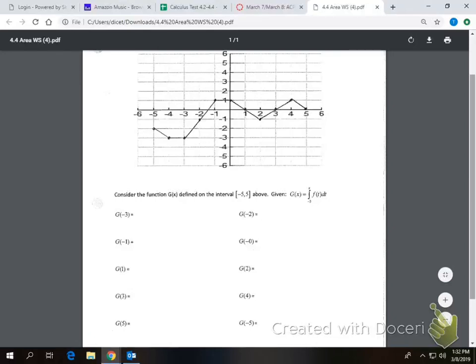Whoa. Whoa. Whoa. All right. None of that is my calculus.